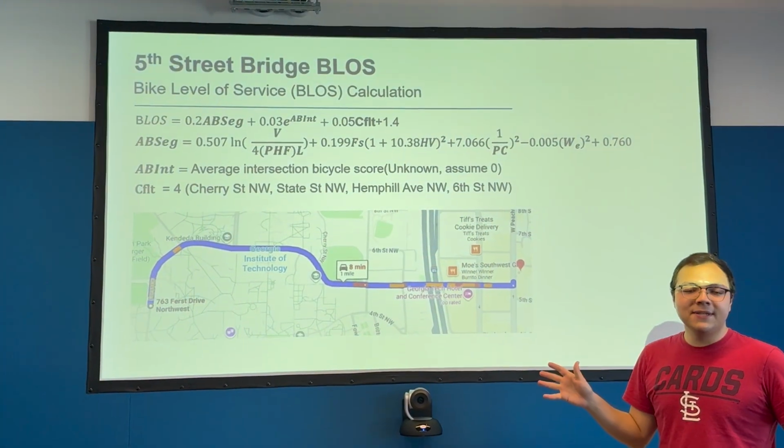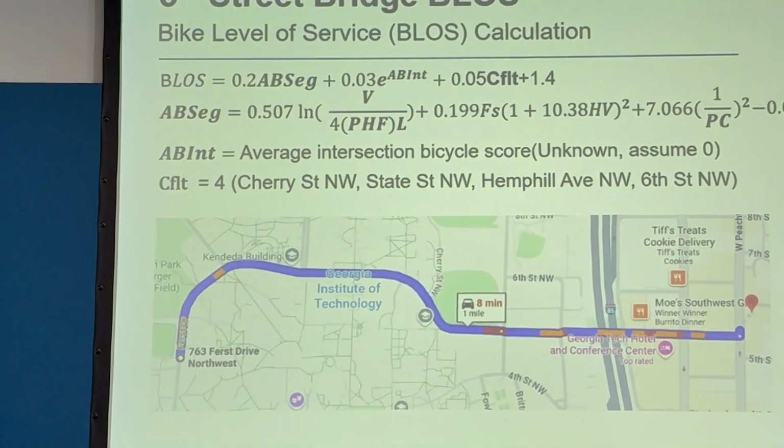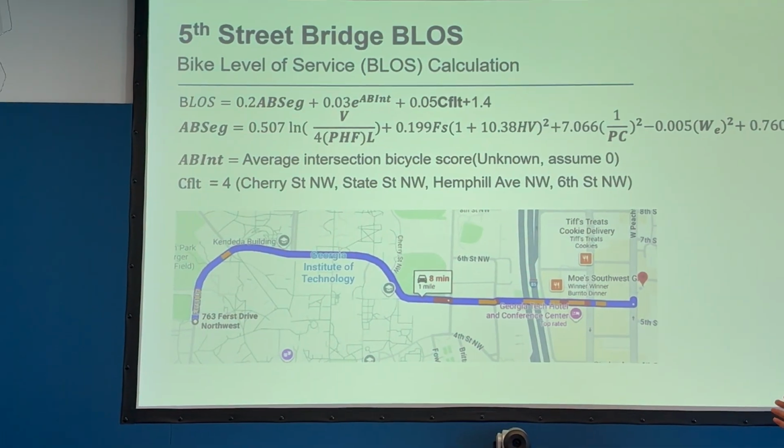All right, then we're also looking at the BLOS, shown from the multiple equations up above. Our AB segment we'll be looking at next slide. For our AB intersection, we assume 0 because we have no data. And for our CFLT, we have 4 along a 1 mile segment along First Street.